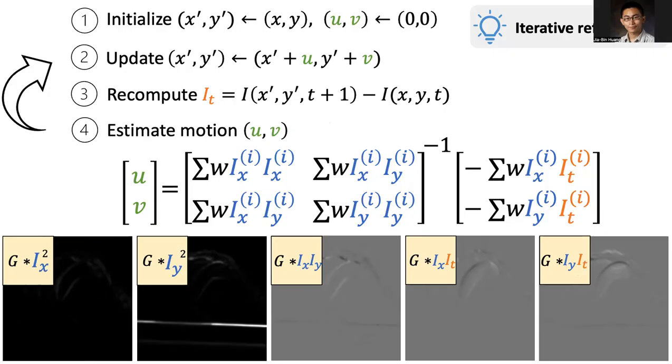You cannot get it because your algorithm only works for small motion. You cannot get it in one trial, and therefore you have to do this multiple trials. Yes.